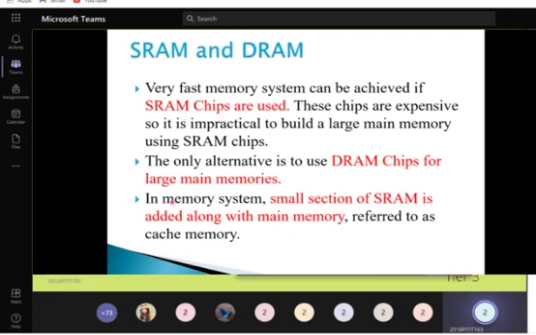In a memory system, a small section of SRAM is added along with the main memory, which is referred to as cache memory. As SRAM is very costly, in the main memory we add only that small section of SRAM along with it. That is what we call our cache memory.